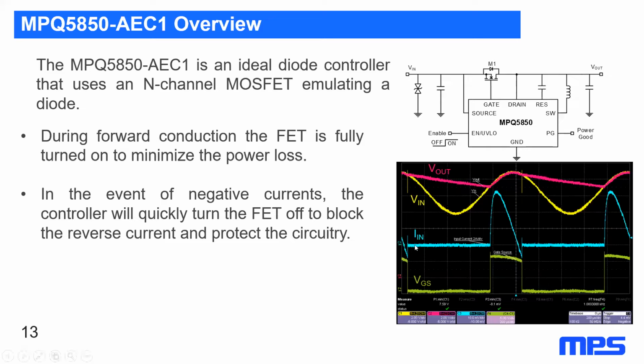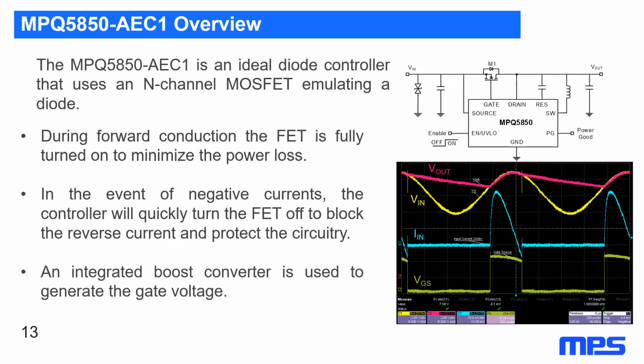Here you can see in blue the current, the input current. When the part is turned off, when the FET is turned off, the input current is 0. As soon as the input voltage exceeds the output voltage, the FET is turned on and some current is allowed through it. And then once the current crosses the 0 and becomes negative, the part will very quickly shut down the FET and avoid the negative currents.